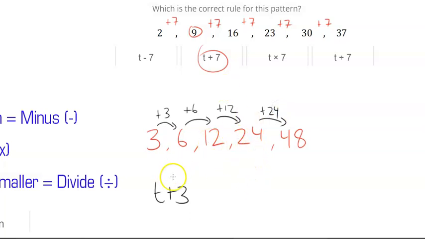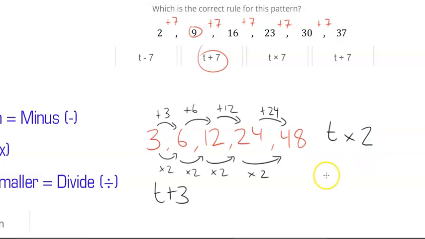So something's going on here. So maybe it's not adding. Maybe 3 to 6 is times 2. 6 to 12 times 2. 12 to 24. Okay, now we're on the right track. So the expression in this case could be t times 2, or you might see something that looks like 2t, which means the same thing. Okay, just be careful if they show it in this format.